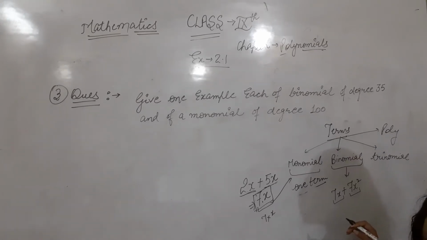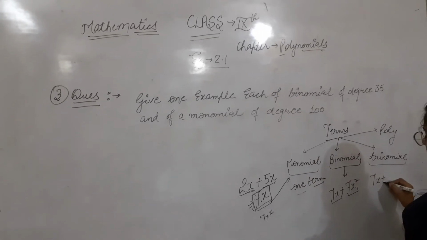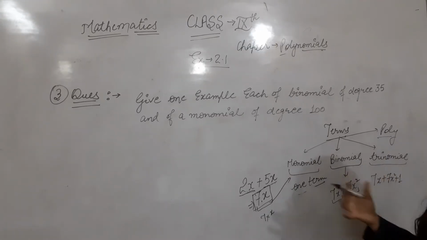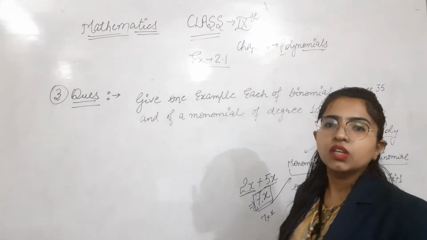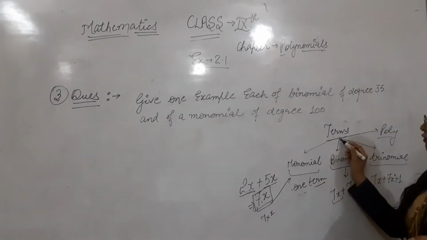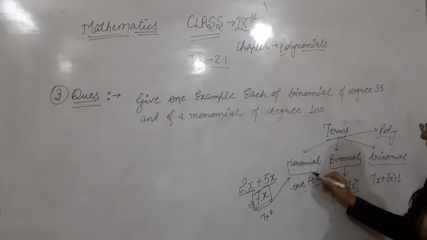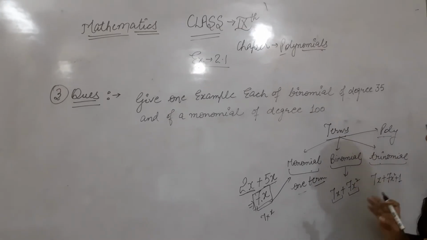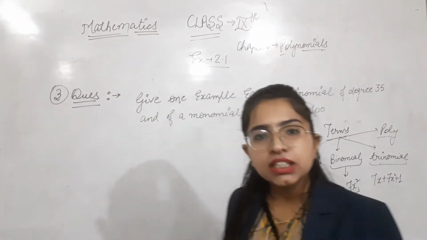A binomial is a polynomial with two terms. Trinomial: I am taking 7x plus 7x square plus 1. This will be a trinomial, 3 terms. And with 4 or more terms, more than 3 terms, we call it a polynomial. So first of all, you have to know the classification of polynomials on the basis of terms. First one is monomial with 1 term, binomial 2 terms, trinomial 3 and polynomial more than 3. And make sure that you separate the terms by using the signs plus and minus only.